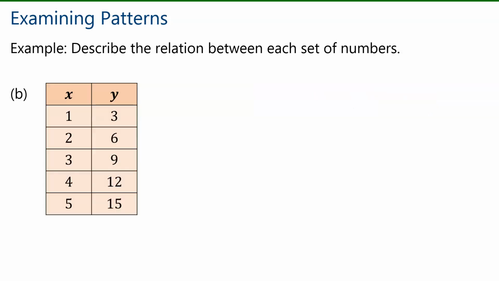Let's do that again. We're going to describe the relation. Now this time, because the table is written vertically, we'll be looking at these sets of numbers, 1 and 3, 2 and 6, and so on. So what do you notice about x and y values here? Well, you may notice that the values of y are triple the values of x. If you look at the next value of 3, you multiply that by 3, you get 9. If you multiply 5 by 3, you do get 15. So that's the relation between x and y here. The x values are multiplied by 3.